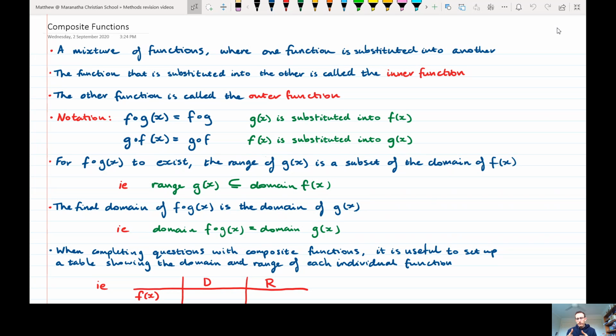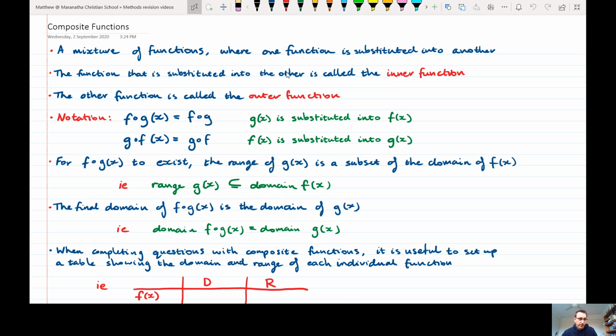So we have a mixture of functions where we take one function and we substitute it into the other function. Now the function that we take and we put into the other one is called the inner function. The other one is called the outer function. So the one that stays as the general form is the outer function, whereas the one we put in is the inner function. Now the notation for it is f of g of x or g of f of x.